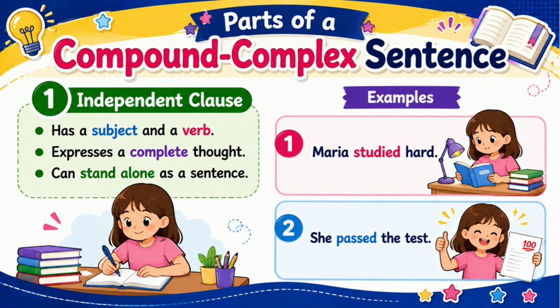Here are the parts of a compound complex sentence. Independent clause. It has a subject and a verb. It expresses a complete thought. It can stand alone as a sentence. Examples: Maria studied hard. She passed the test.